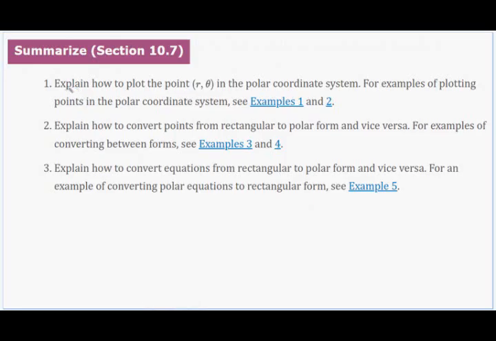So here's a little summary. Explain how to plot the point. Oh, no, it's not a summary. It's just you sort of explaining stuff.